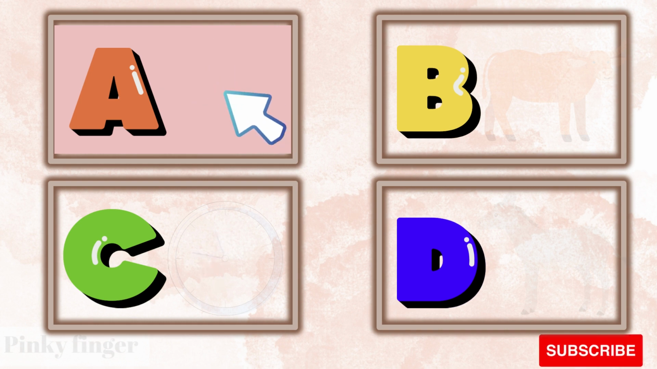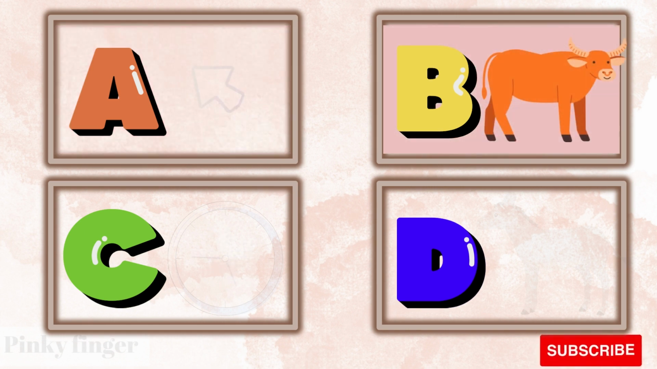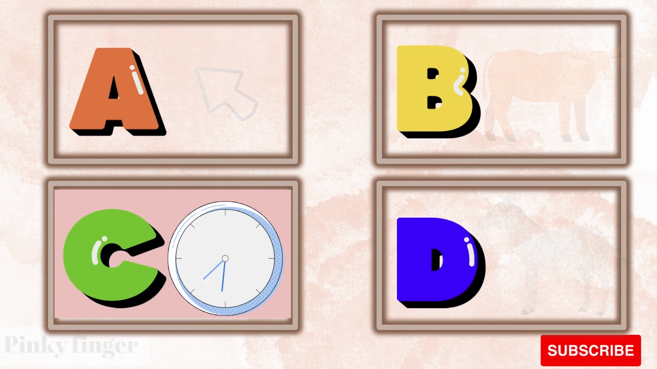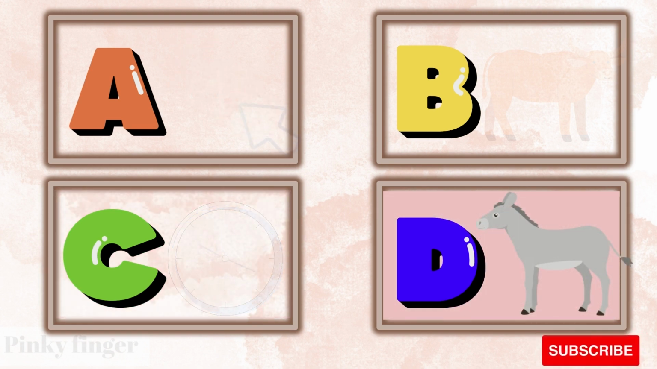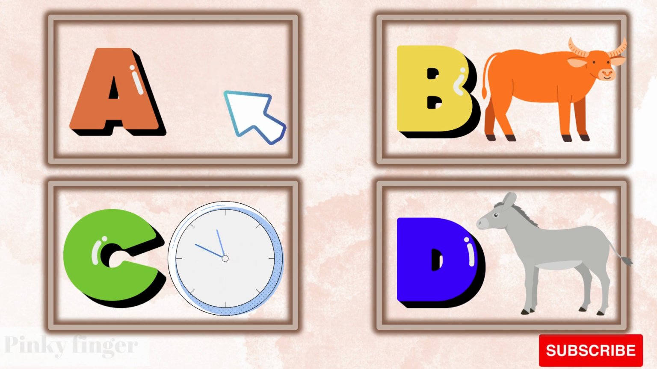A is for arrow. B is for buffalo. C is for clock. D is for donkey. A is for arrow. B is for buffalo. C is for clock. D is for donkey.